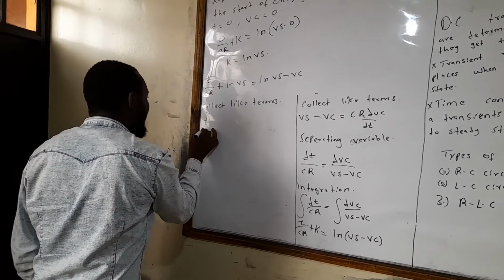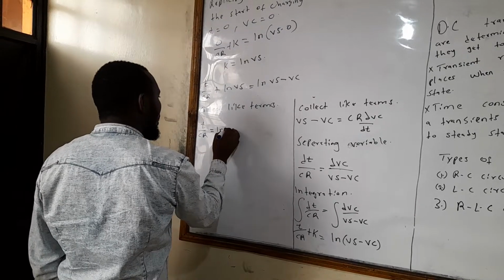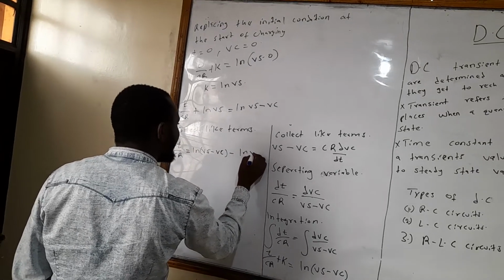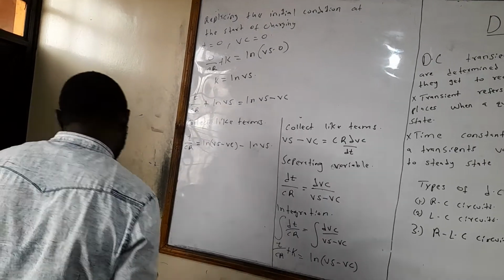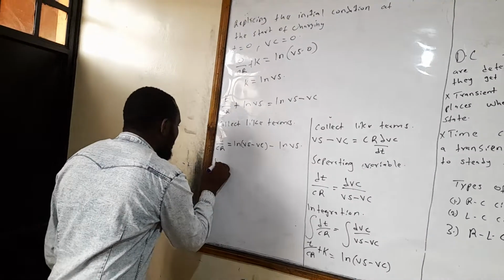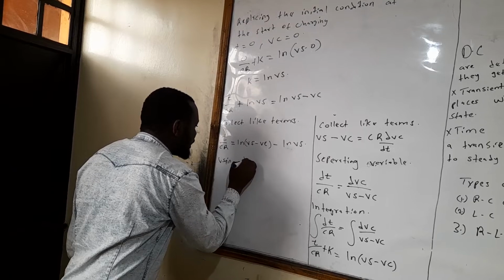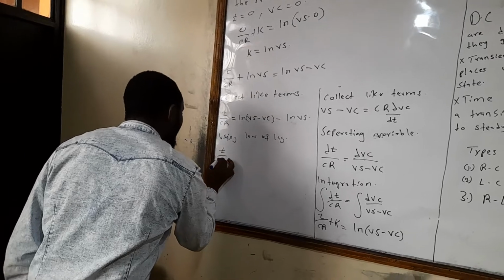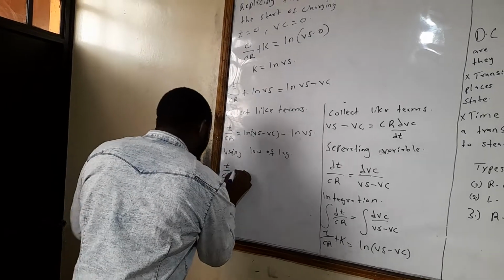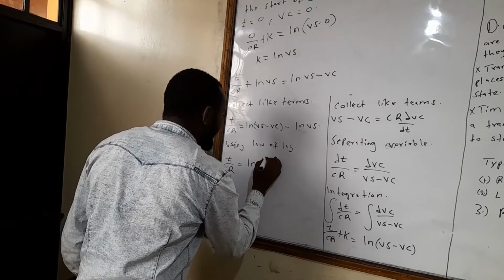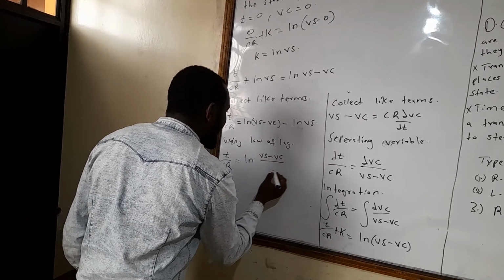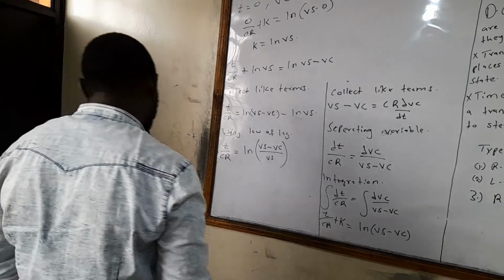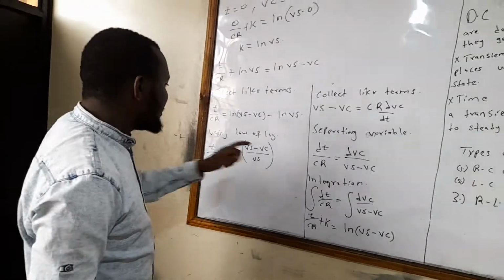Therefore, we are going to have T divided by Cr is equal to E of Vs minus Vc minus E of Vs. Using the law of logarithm, in these logs we are going to have T over Cr is equal to E of Vs minus Vc divided by Vs.